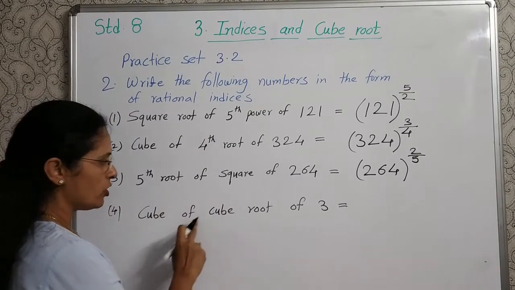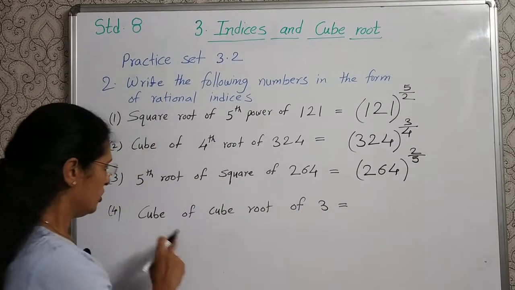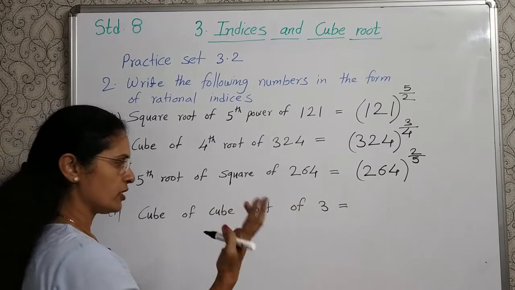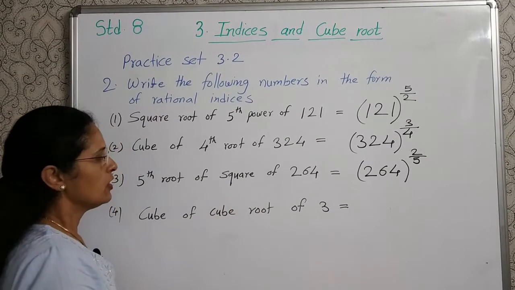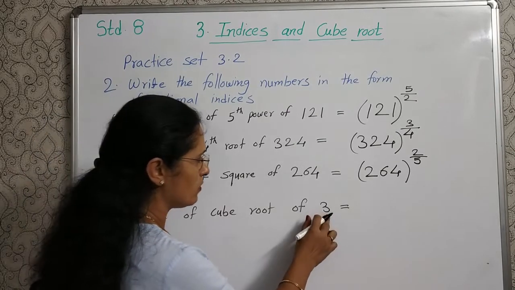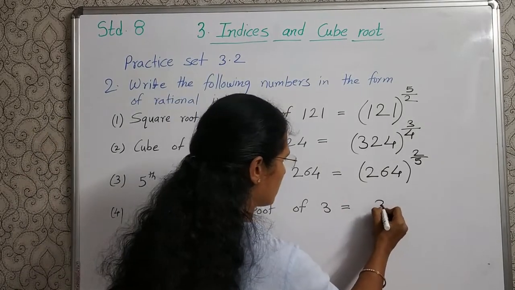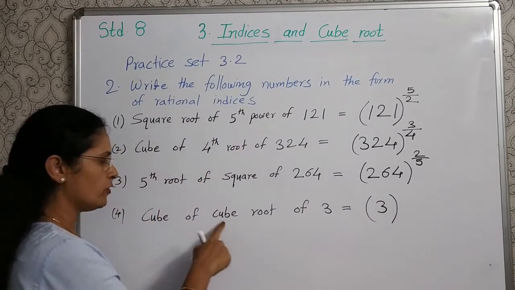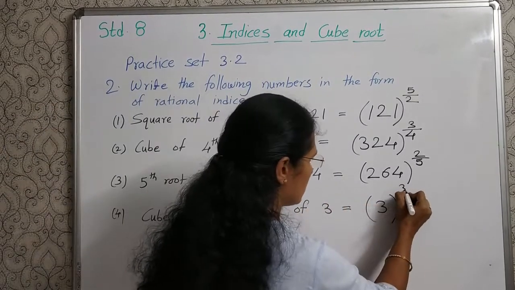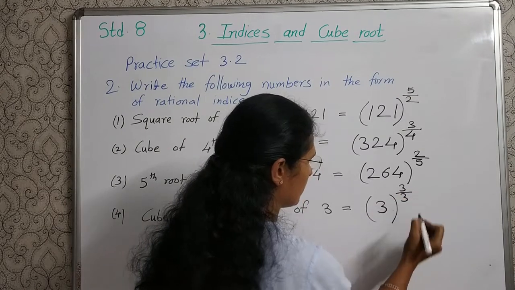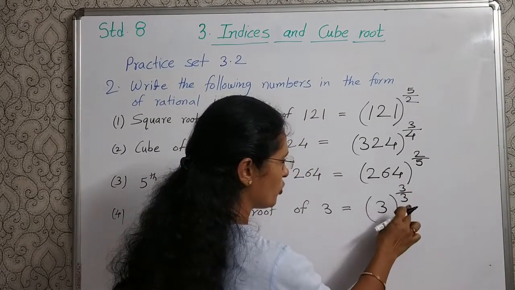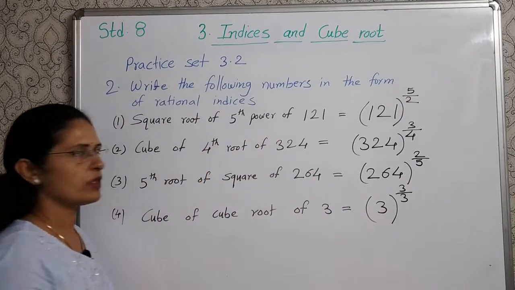Next, cube root of 3. So cube, we write 3 for cube. Cube root also will write 3 in the denominator. So 3 is the base and the index, cube of cube root. So 3 by 3. So this is cube root and this is cube. So cube of cube root of 3.